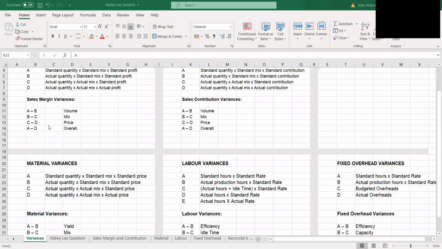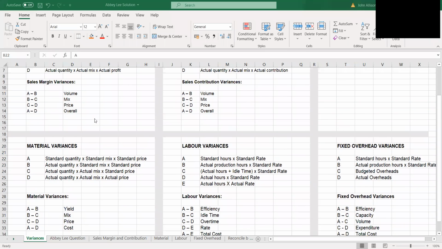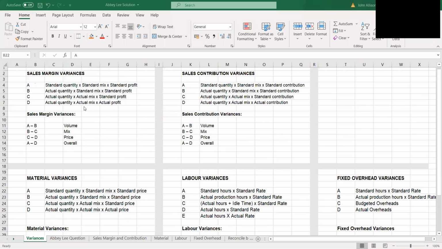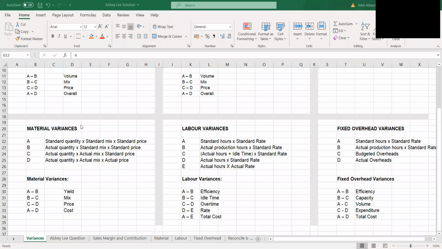Okay, so far we've seen how to calculate the sales variances. We calculated the sales margin and the sales contribution variance. So this time we're going to calculate the material variances in this video. Similar to the sales variance, we've got standard quantity, standard mix, and standard price. Then these eventually by D become actual quantity, actual mix, and actual price.